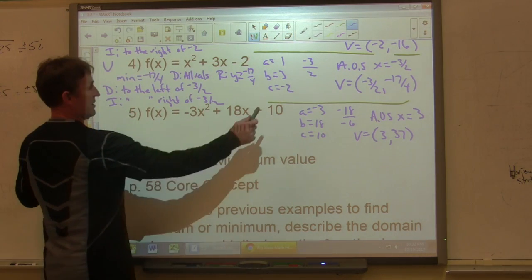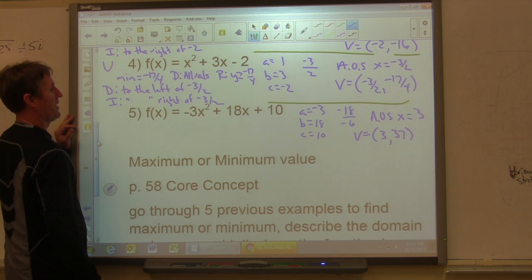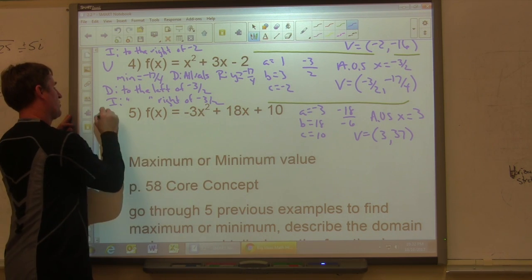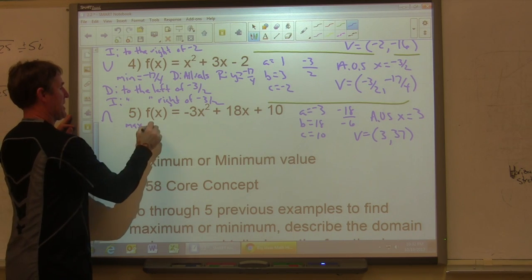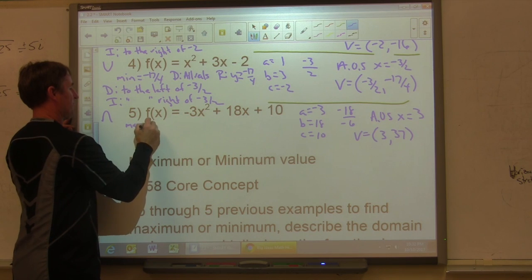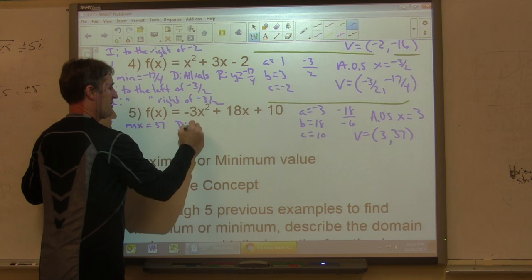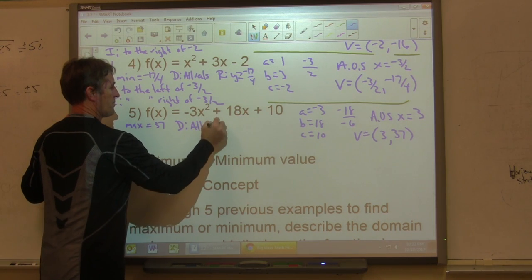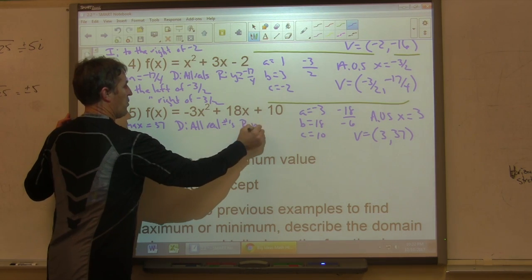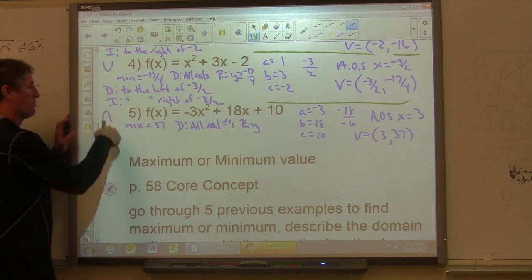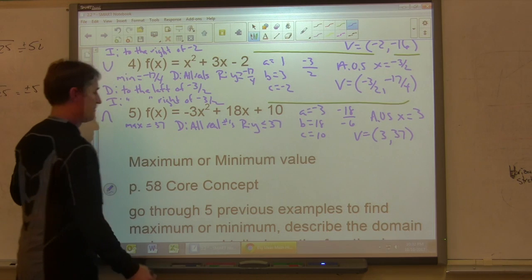So the last one. Again, hopefully you try this one on your own now if you haven't done any of the others, and make sure you get it right. Our a is -3, so it opens down. So since it opens down, it has a max. That max is at 37. Our domain, hopefully we're not missing this now, all real numbers. Our range, y is, since it's opening down, less than or equal to 37.